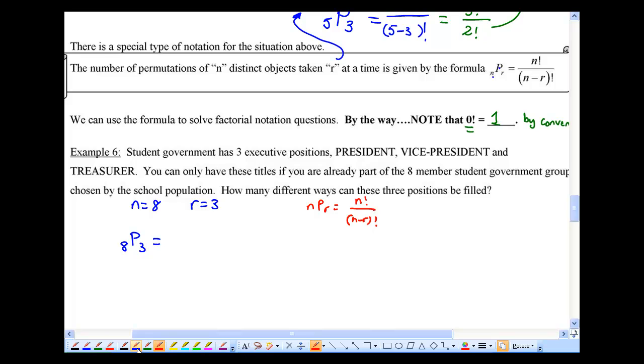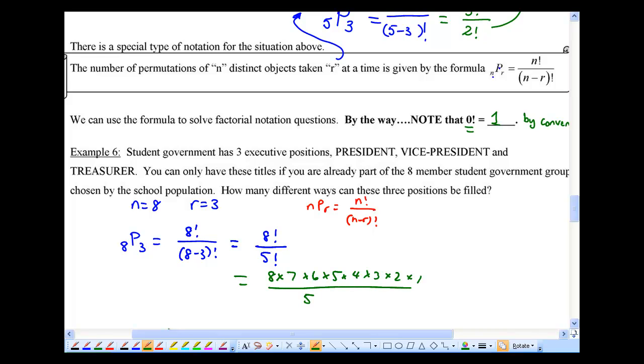Okay. So we have 8P3, that's 8 factorial divided by 8 minus 3 factorial, and 8 minus 3 is 5 factorial. 8 factorial, and you're thinking, how am I going to solve this? Well, watch. 8 factorial, and you can do this without the calculator, is 8 times 7 times 6 times 5 times 4 times 3 times 2 times 1. 5 factorial is just 5 times 4 times 3 times 2 times 1. Well, guess what? Cancel or divide. You're just left with 8 times 7 times 6, and that's just 336 ways. Okay? So it does it for you like that.